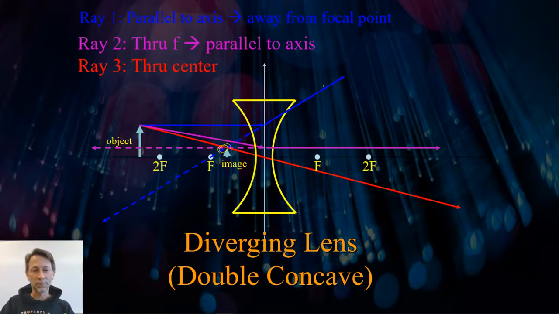Is it an upright or an inverted image? It's upright. It's going upwards. It's not upside down. And then is it larger or smaller? And you can clearly see that this is smaller than the original one there.